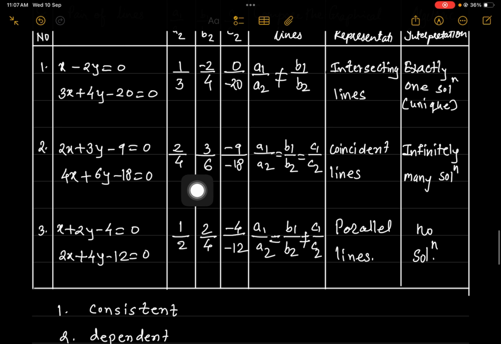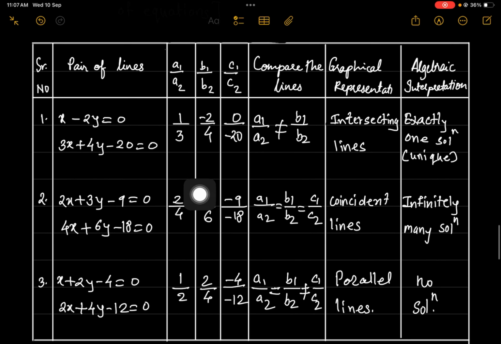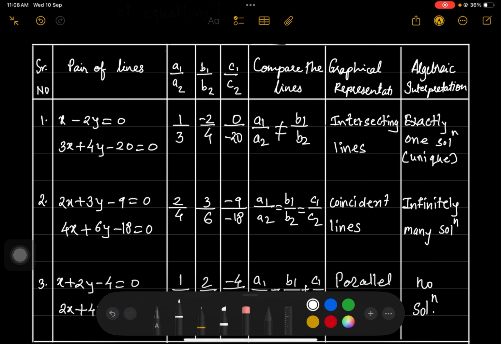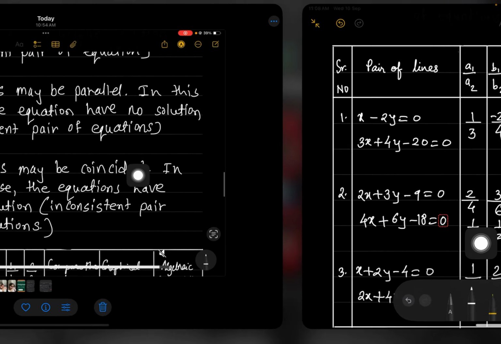If you are finding a1 upon a2 and so on, see here, the reduced form is 1 upon 2. Here again it is 1 upon 2, and minus becomes plus, so this is also 1 upon 2. 9 ones are 9, 9 twos are 18, means all are the same. See here then, a1 upon a2 equal to b1 upon b2 equal to c1 upon c2.